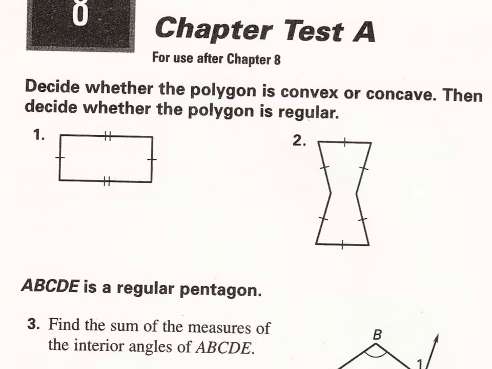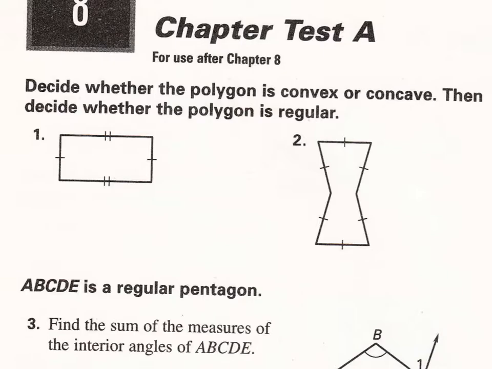Okay, for number 1 and number 2, it says decide whether the polygon is convex or concave. It's very important for you to remember the difference between those two terms. Hopefully you do. That's the whole point of the review. But remember, cave is something you would walk into, right?